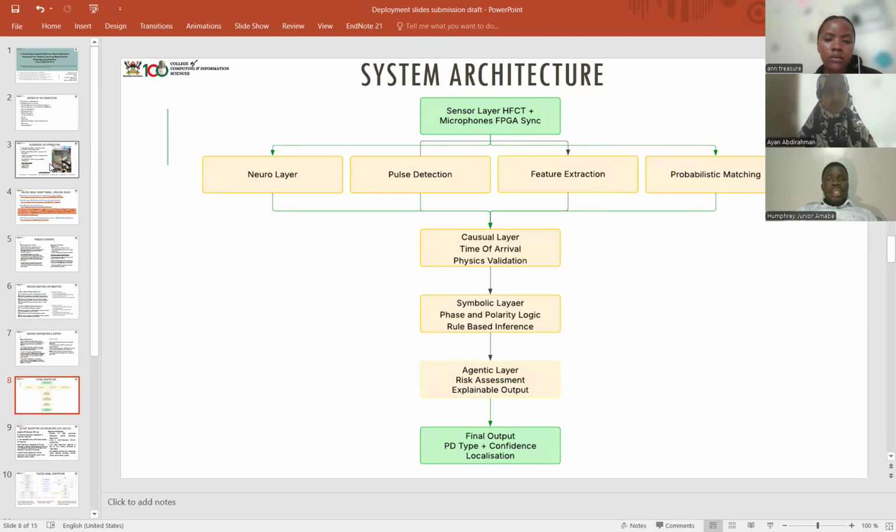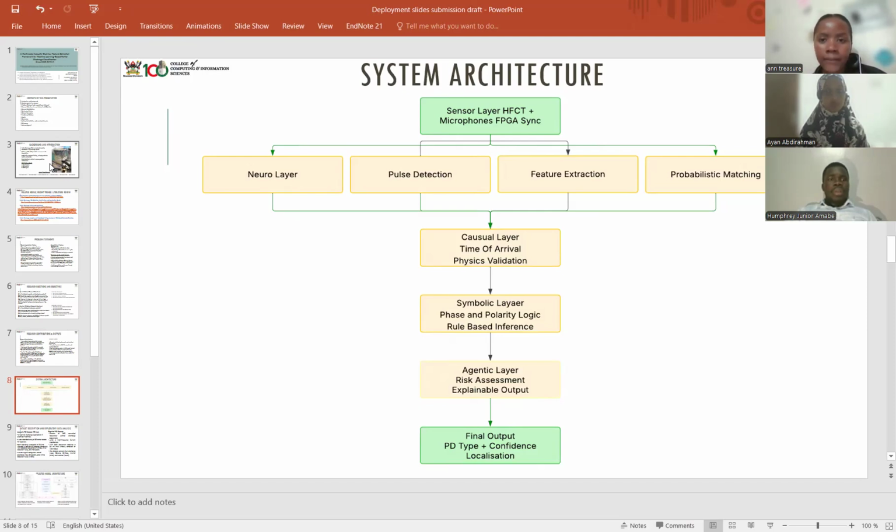This slide talks furthermore about the system architecture. This architecture shows our full reasoning stack from synchronized sensing to actionable output. At the top, we start with the sensor layer, where we find the HFCT electrical sensing and microphone array acoustic sensing synchronized through FPGA timing. That synchronization is critical because multimodal fusion only works if events are aligned in time.